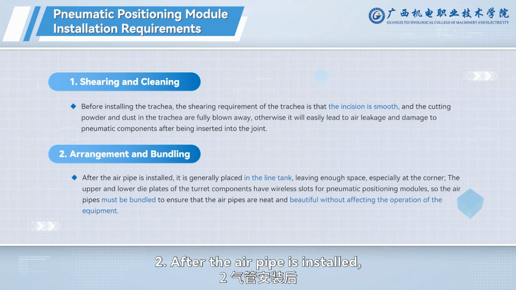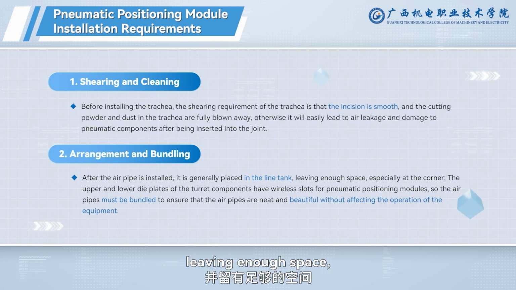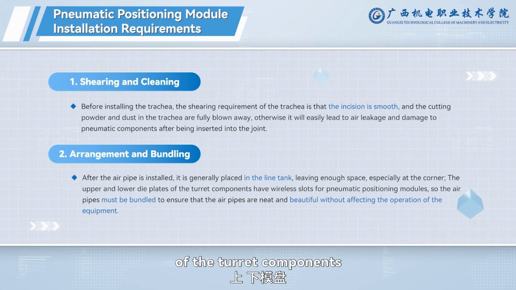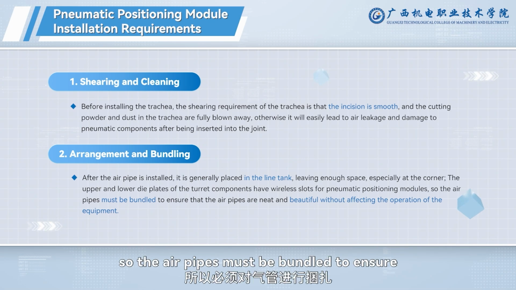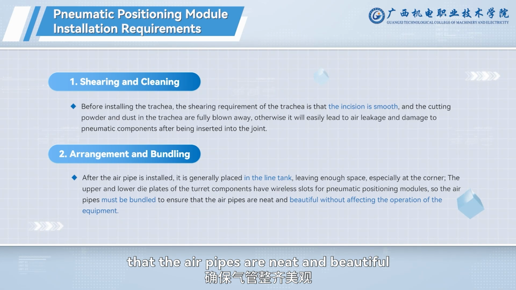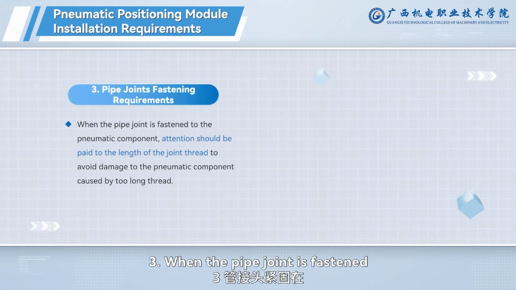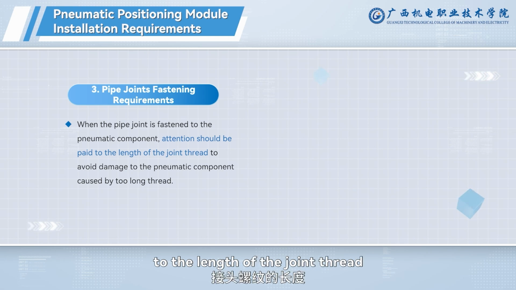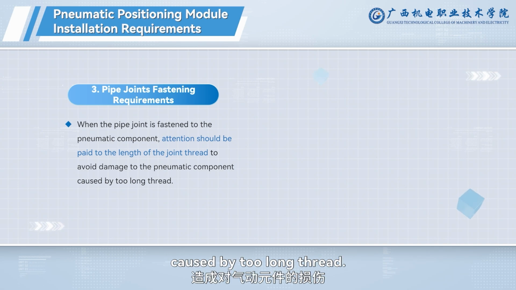2. After the air pipe is installed, it is generally placed in the line tank, leaving enough space, especially at the corner. The upper and lower die plates of the turret components have wireless slots for pneumatic positioning modules, so the air pipes must be bundled to ensure that the air pipes are neat and beautiful without affecting the operation of the equipment. 3. When the pipe joint is fastened to the pneumatic component, attention should be paid to the length of the joint thread to avoid damage to the pneumatic component caused by too long thread.